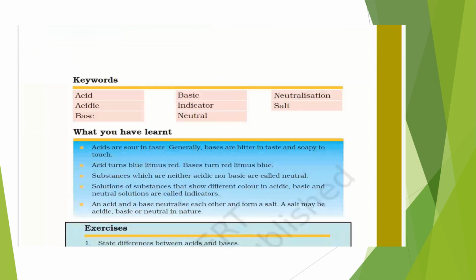So what are the keywords we have learnt in this lesson? Acid, acidic, base, basic, indicator, neutral, neutralization, and salt. So these are the main things we have learnt. Acids are sour in taste, generally bases are bitter in taste and soapy to touch. Acid turns blue litmus red and bases turn red litmus blue.